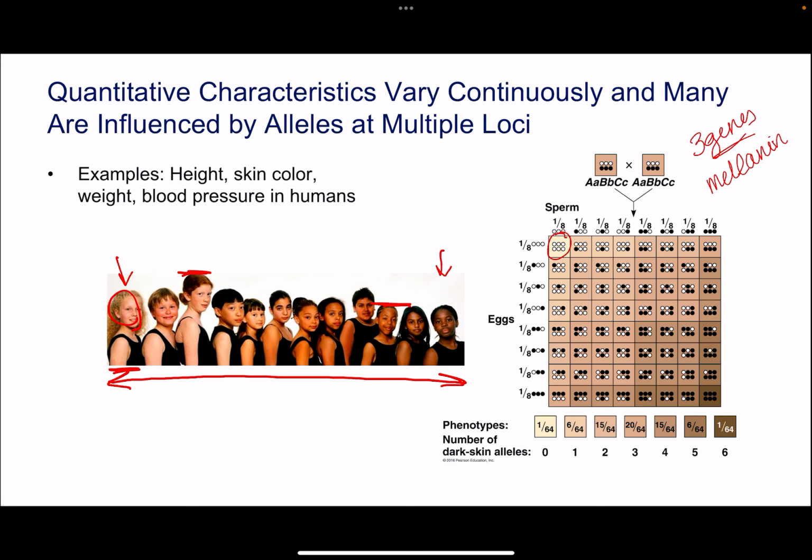And so you can't always distinguish the genotype from the phenotype. You might be able to narrow it down a bit, but you can't always distinguish them from one another. And so that's what makes quantitative traits really hard to sort of quantify, to categorize, and to separate.